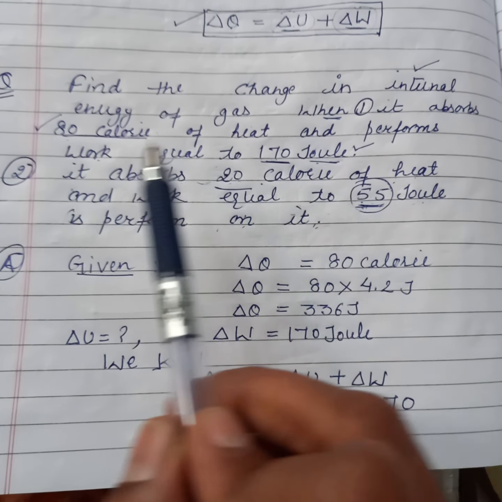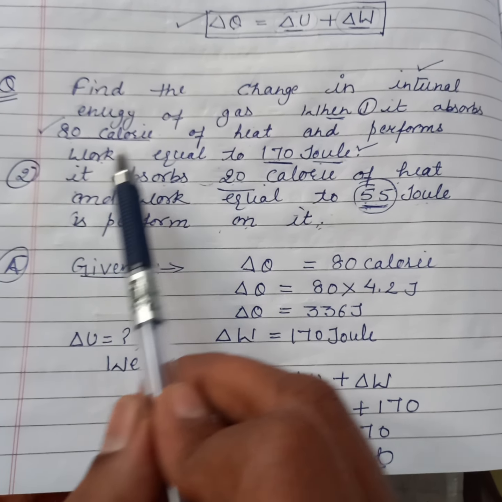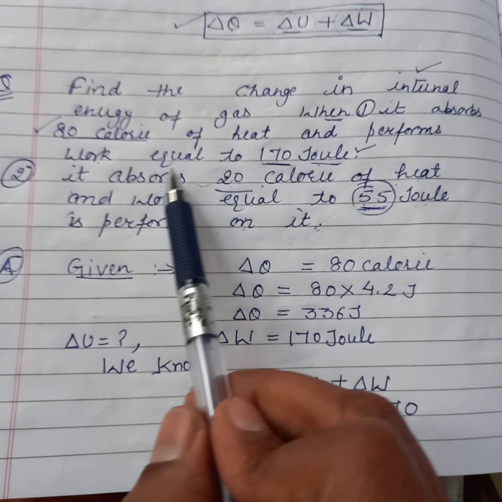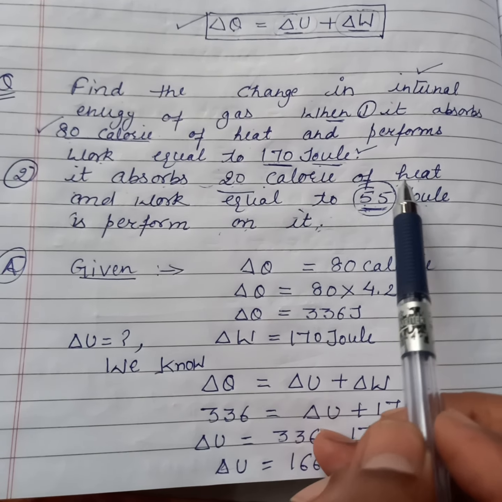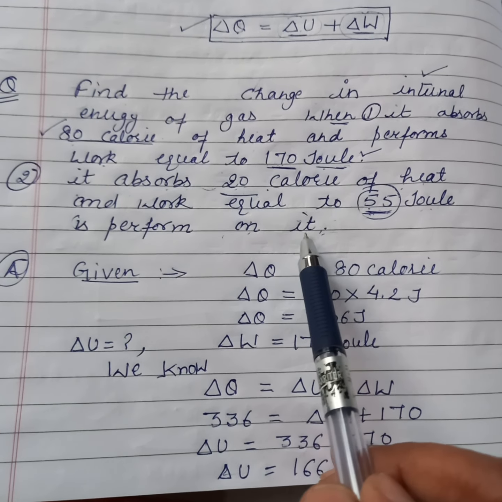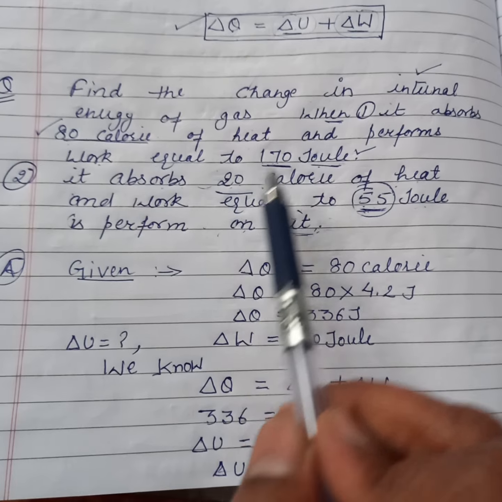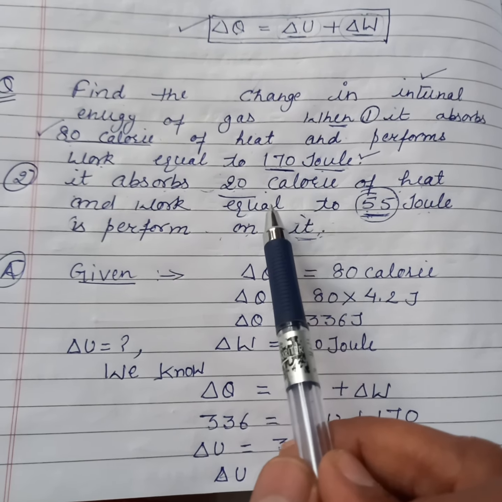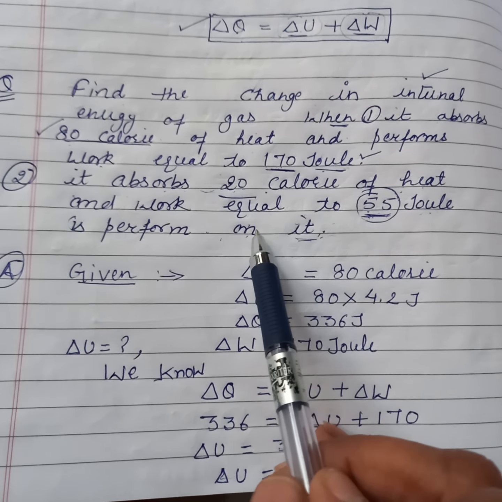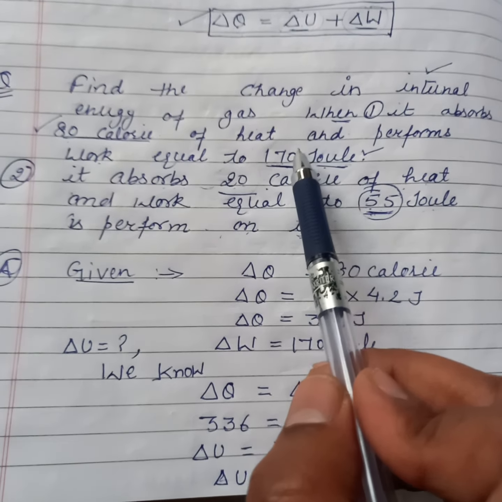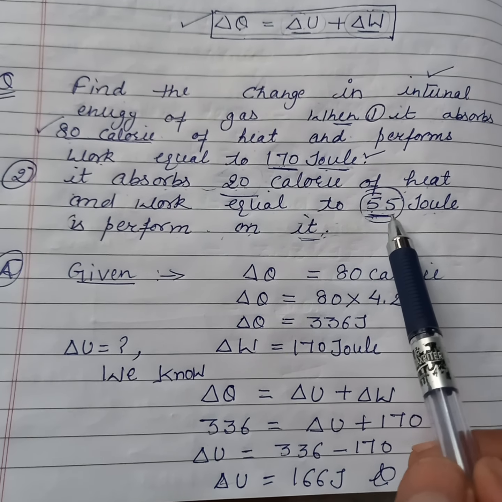And the second part of this question is also to find the change in internal energy when it absorbs 20 calorie of heat and work equal to 55 joule is performed on it. So in the first case the work is done by the gas, and in the second case work is performed on it to absorb this heat of 20 calorie. So here the work is done by the gas and here work is done on the gas.